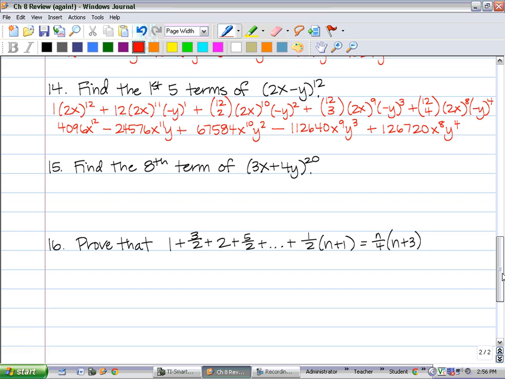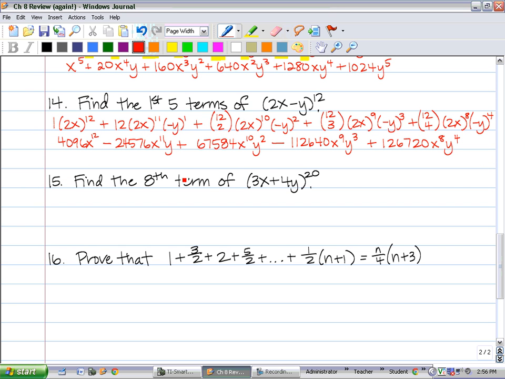Okay, next problem, last one I'll do on this section. Find the 8th term of an expansion. Don't use 8 as an exponent. We're going to subtract 1. That creates the second exponent in the problem. So that's going to be the exponent on our y's. So I'm going to go ahead and start building from the back. 4y to the 7th power.